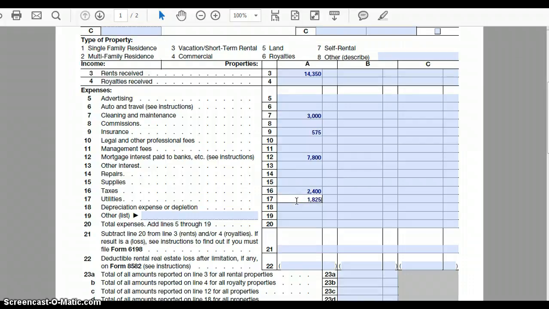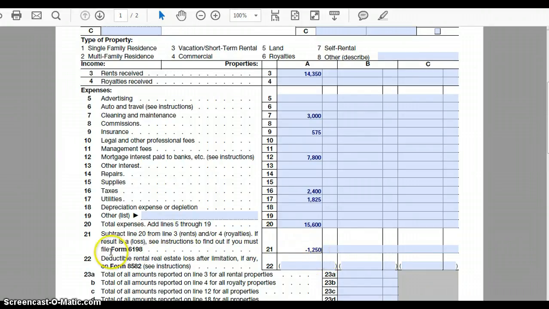Now, if there were other expenses that were not included in any of these items, they would be listed on line 19. Now, for a later chapter, if there were depreciation on the property, it would go on line 18. All right, so we're going to add up all of the expenses. So $15,600 are the expenses, and then we subtract line 20 from line 3, and we then have a negative $1,250. Well, we have a loss here.